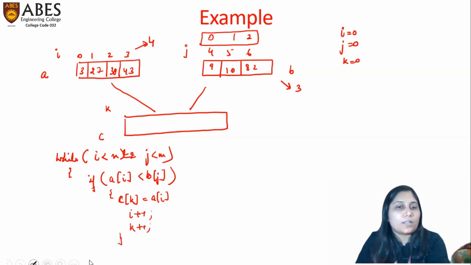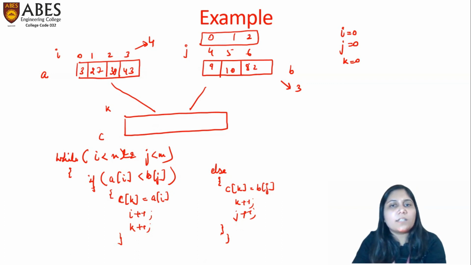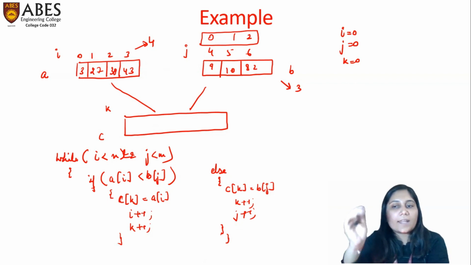This is one. Else, if it goes the other side, then C of K equals B of J, K plus plus, and J plus plus. And this is the end of my loop. Once this is entirely done, there might be a possibility that one value will be left, because your array is not of the fixed size. Maybe one array has been done completely, but one of the arrays is left. Now let's see what we can do further.